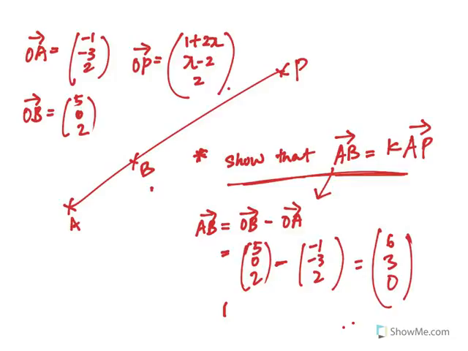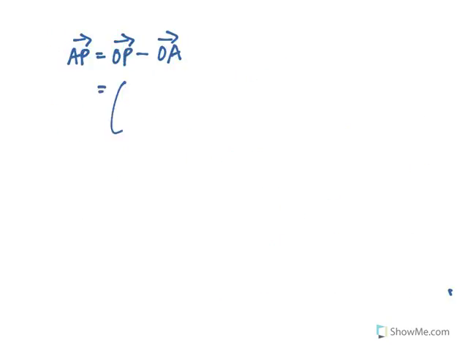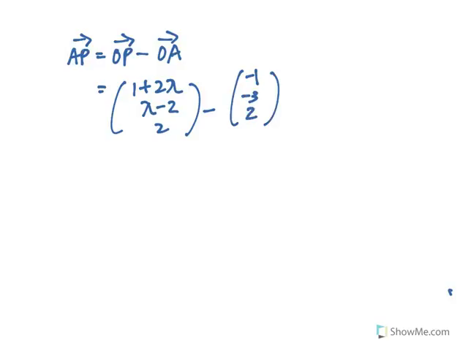What's AP? AP would be OP minus OA. So very quickly, AP will be equal to OP minus OA. OP, as I found earlier, is 1 plus 2λ, λ minus 2, and 2. Then OA will be equal to -1, -3, and 2. So solving for this, I have 1 plus 2λ minus -1, I have 2 plus 2λ. λ minus -2... λ minus 2 minus -3, I get λ plus 1. 2 minus 2, I get 0.